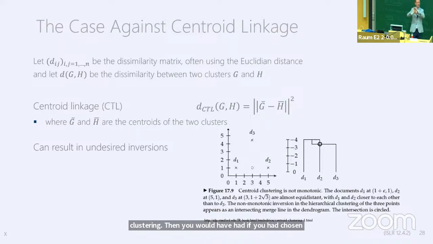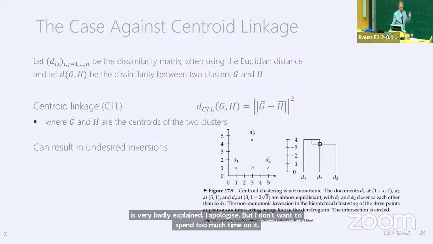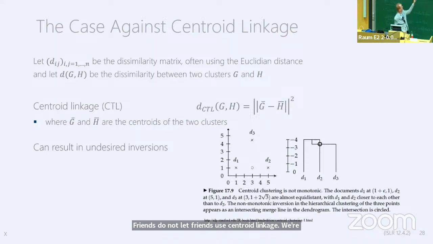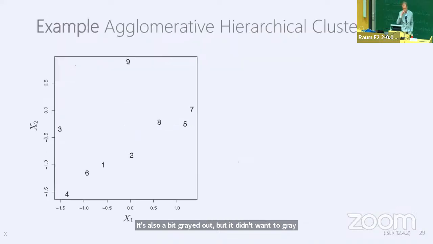So there is what we call inversion going on. There's a sort of arbitrariness. That is very badly explained, I apologize, but I don't want to spend too much time on it. Friends do not let friends use centroid linkage. We're not going to ask about it in the exam, hence it's also a bit grayed out, but I didn't want to gray out too much because then you couldn't see it.